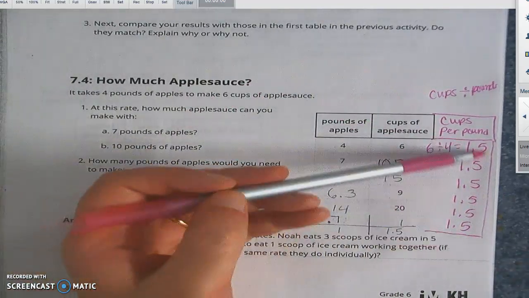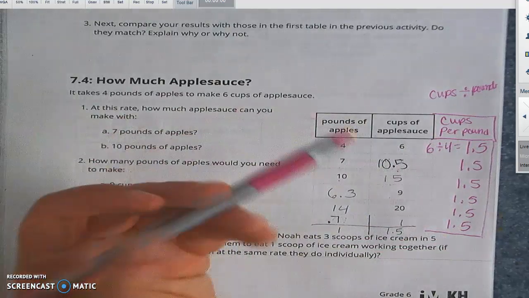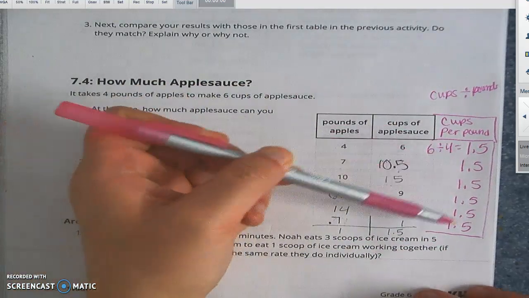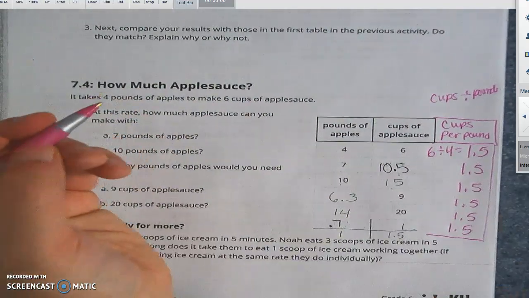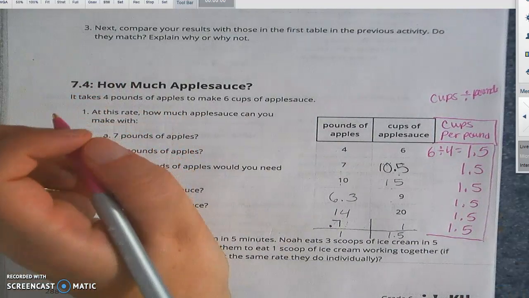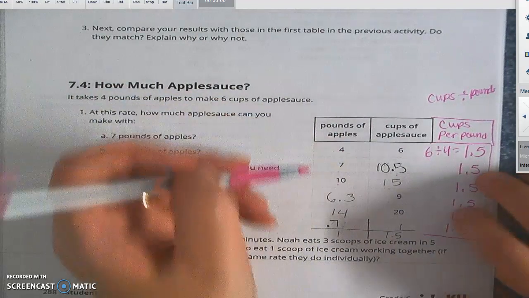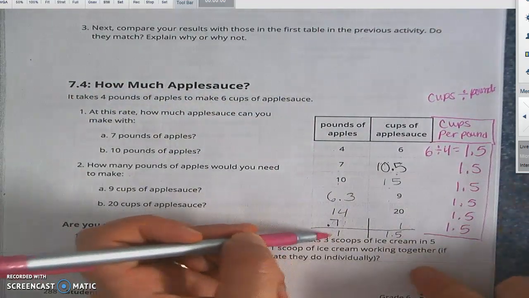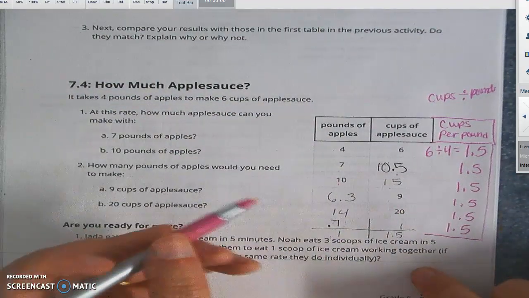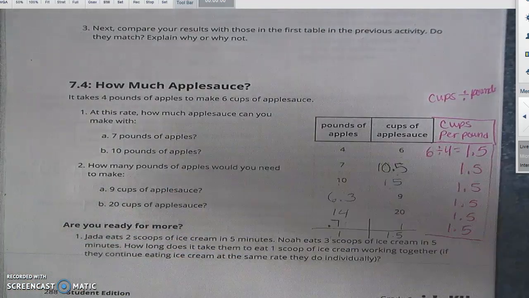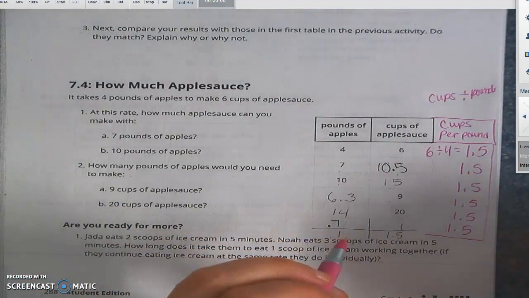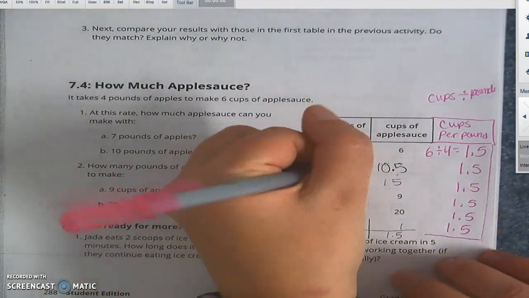So for all of these, they have the same unit rate of 1.5 cups per pound. So instead of doing this how we did it on Friday, where we first started by finding 1, what we could do is we could find the unit rate and then use that to help us find everything else.